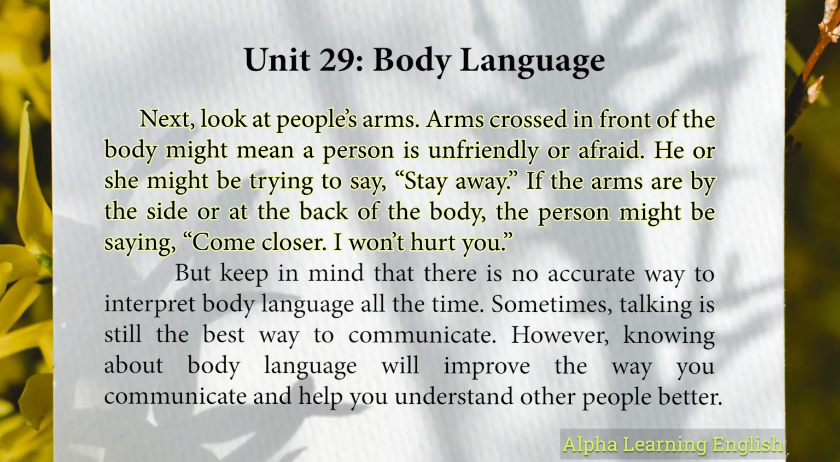Arms crossed in front of the body might mean a person is unfriendly or afraid. He or she might be trying to say, "Stay away." If the arms are by the side or at the back of the body, the person might be saying, "Come closer. I won't hurt you." But keep in mind that there is no accurate way to interpret body language all the time. Sometimes, talking is still the best way to communicate. However, knowing about body language will improve the way you communicate and help you understand other people better.